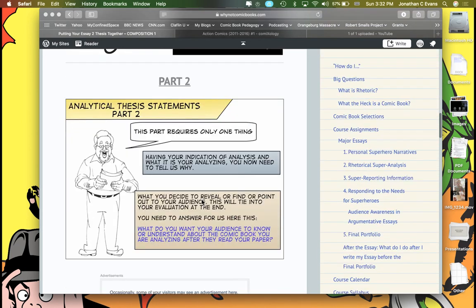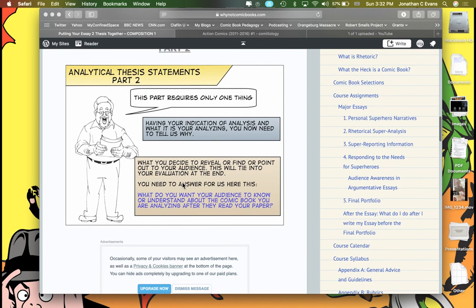Now, once I have this, that second part requires only one thing. Having your indication of the analysis and what it is you're analyzing, you now need to tell us why. What is it we hope to get out of this? And like I said in another video lecture concerning the essay and the thesis, this can vary. What do you decide to reveal or find or point out to your audience? This will tie into your evaluation at the end, so we'll revisit this.